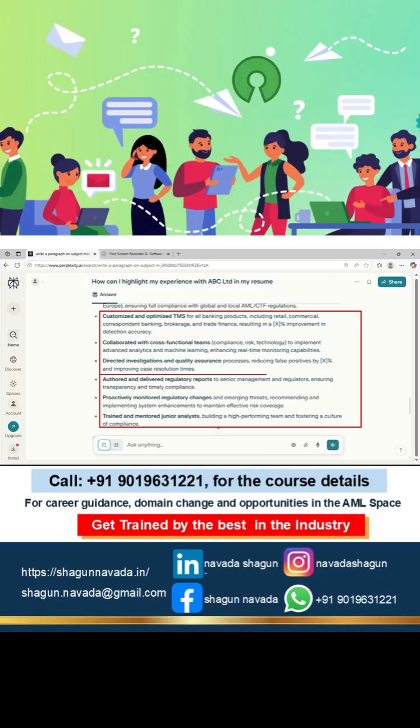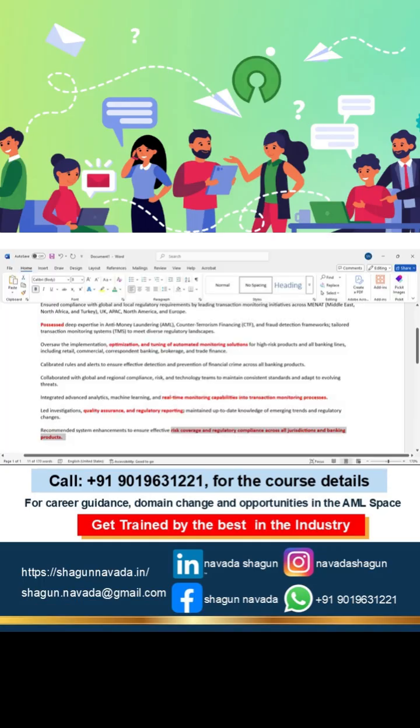Okay, so now what I've done is I've copy pasted the other generic statements into a Word file. Yes, you can see here the usage of the words. It says "possessed deep expertise in anti-money laundering." So "possessed" is a very wrong word. Possessed means that you are possessed by a ghost or something which is haunting you. That means there is a ghost in you and you become possessed. So that's a very wrong word if you put it into context.